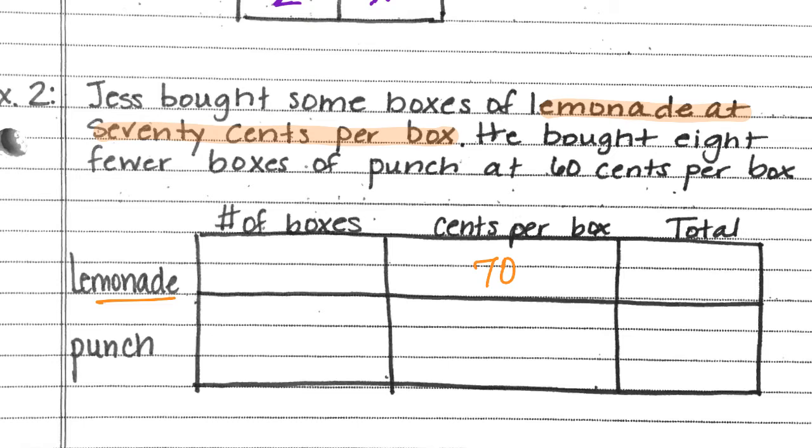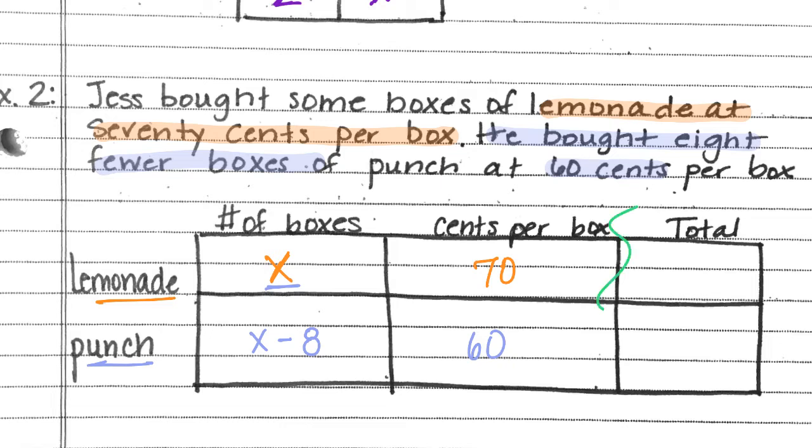We don't know how much lemonade he bought. So I'm going to call that X. That's lemonade. Now, the next thing says he bought 8 fewer boxes at 60 cents. 8 fewer boxes. Well, if he bought X boxes of lemonade, my punch is going to be X minus 8. And this was at 60 cents, so if I drop the decimals, I'm going to drop the decimals completely.